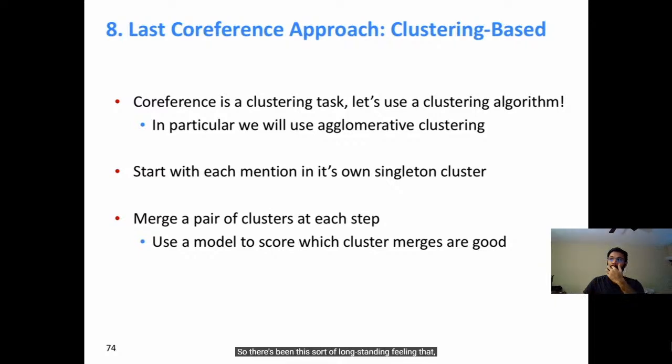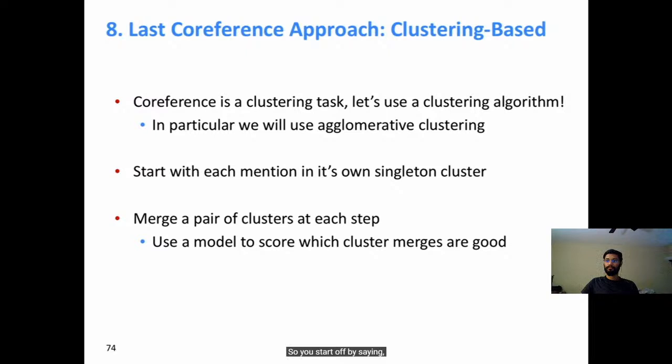So there's been this long-standing feeling that, oh, that can't really be right. The right way to do co-reference must be really to do it as a clustering task, and people often refer to this as saying we want entities as first-class citizens. So we want to be putting together mentions into clusters that represent the entities. And the obvious way to do that is to do a kind of bottom-up agglomerative clustering.